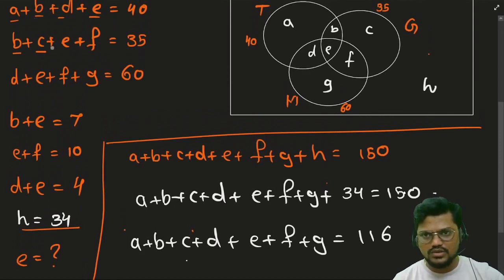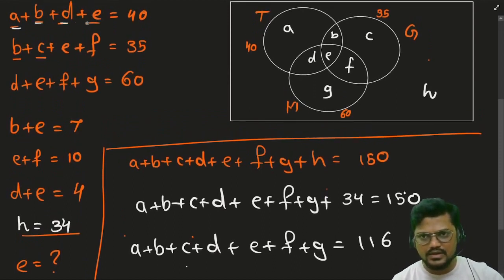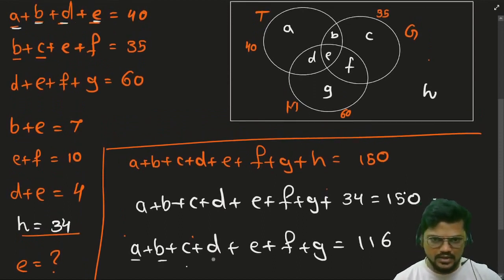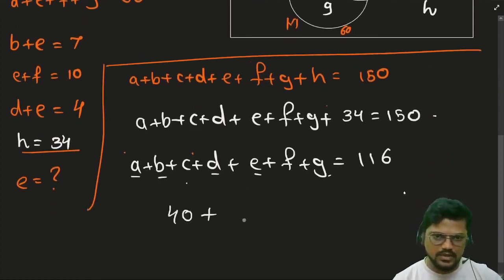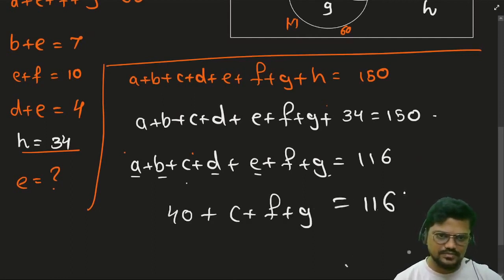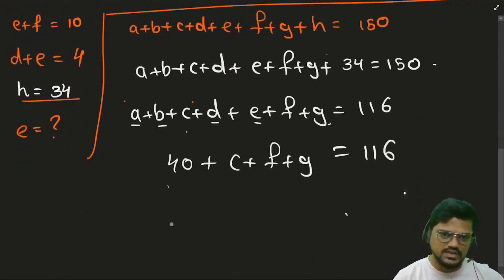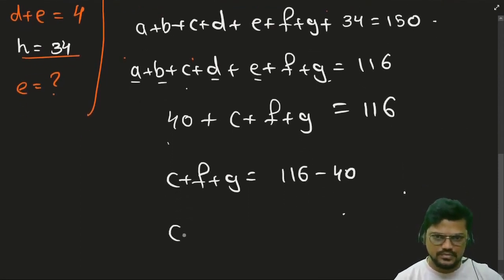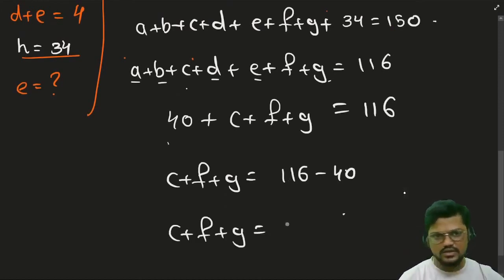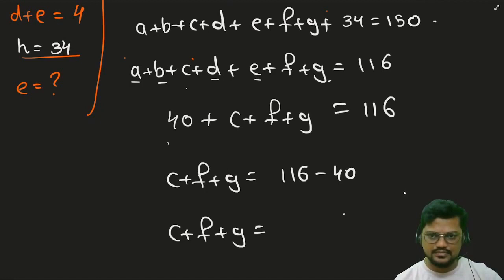Now what all things I have from here? A, B, D and E. A, B, D and E. If I eliminate them, I can write 40 plus C plus F plus G equals 116. So if I take this 40 on this side, C plus F plus G equals 116 minus 40. C plus F plus G equals 116 minus 40. That gives you how much?